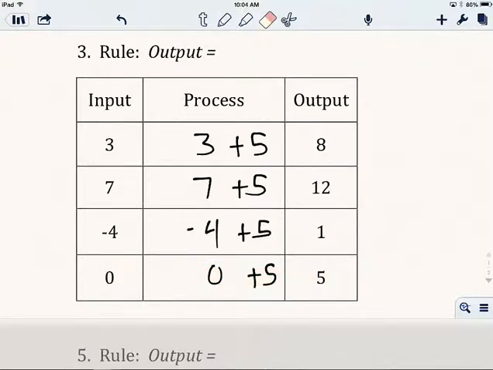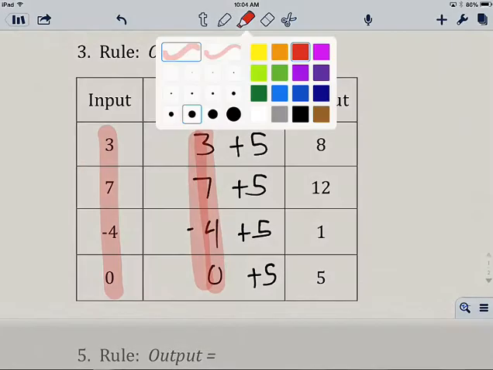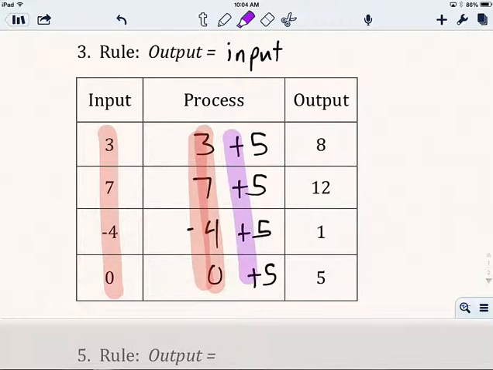So let's think the way that we did last time. There's a bunch of stuff that changes. I have 3, 7, negative 4, 0, and that comes from my input, so I'll write input here. And then there's a bunch of stuff that stays the same in every single process, and it is plus 5, so that has to be a part of my rule. All right, let's keep going.